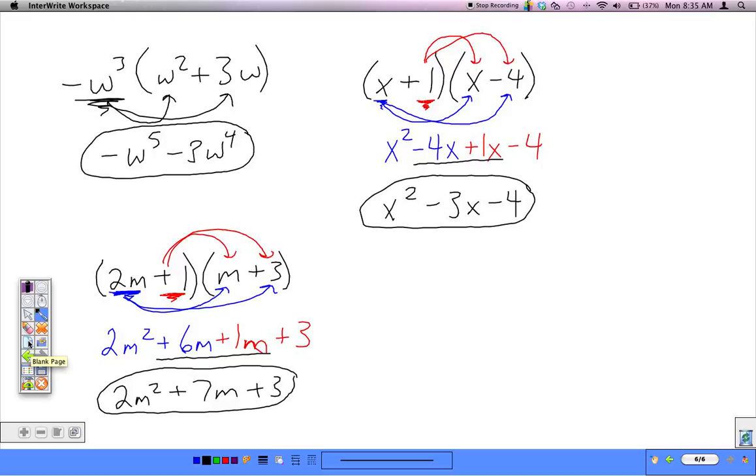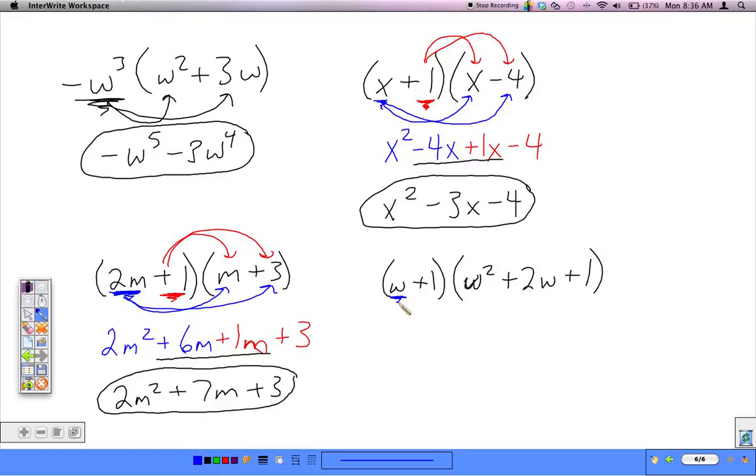Okay, here's the most difficult type of example you'll see on your homework. You would have the front term as a binomial, which means it has two. It has a w, then it has a 1. Then in its back term, it's going to have 3 terms. w squared plus 2w plus 1. So this is called a trinomial.